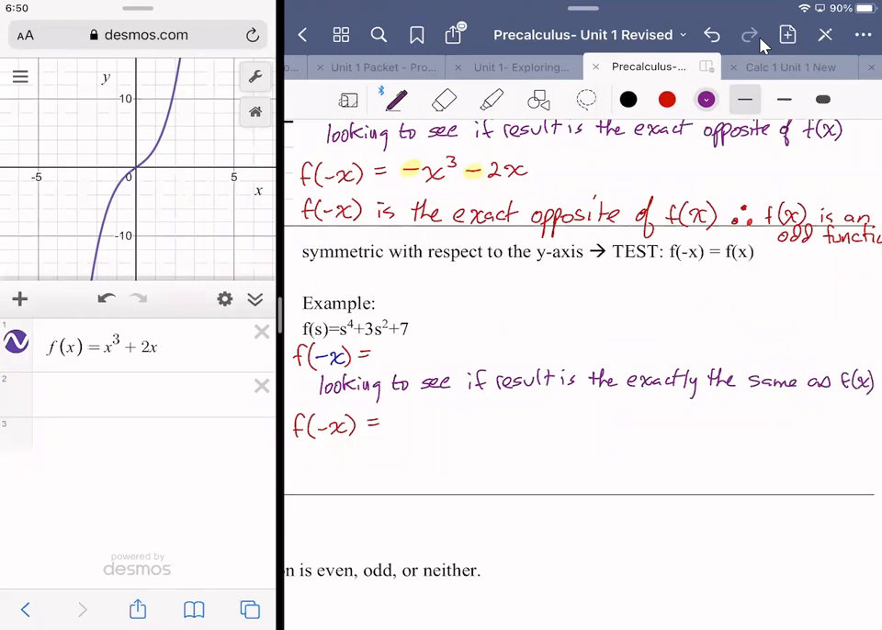Now here it's saying f of s. I'm kind of annoyed at myself for doing that. So I'm going to make all these s's into x's, and I'll take that as a typo. All right. So I'm going to rewrite my original function, replacing every x with a negative x. I forgot my 3. Then we're going to simplify.